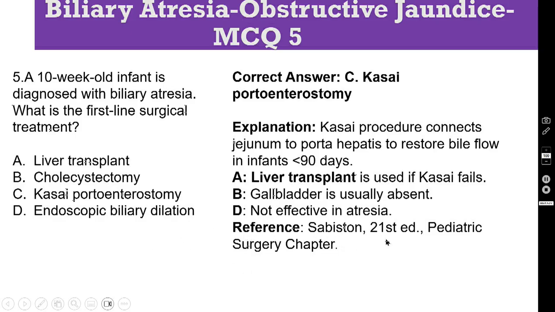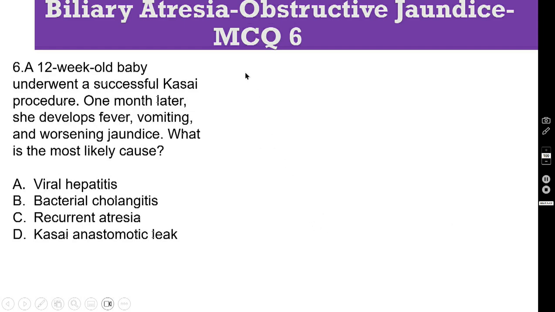Reference is Sabiston, 21st edition, pediatric surgery chapter. Coming to MCQ number 6. A 12-week-old baby underwent a successful Kasai procedure. 1 month later, she develops fever, vomiting, and worsening jaundice after surgery. So what is the most likely cause? A. Viral hepatitis. B. Bacterial cholangitis. C. Recurrent atresia. D. Kasai anastomotic leak.